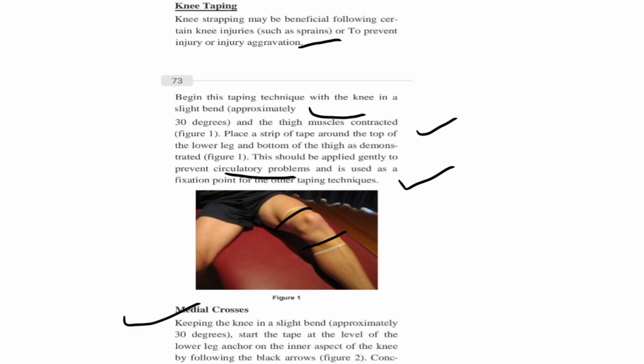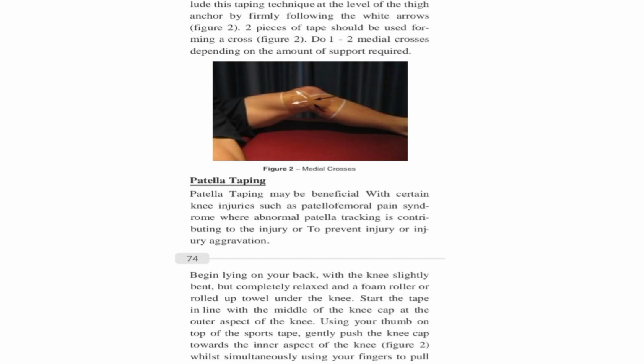In the knee we have a medial cross. Keeping the knee in a slight bend position, start the tape at the level of the lower leg, anchor on the inner side of the knee by following the black arrow, and it should end at the white. This is the medial cross. You can see it starts from the black and ends at the white. This makes a cross at the medial side.